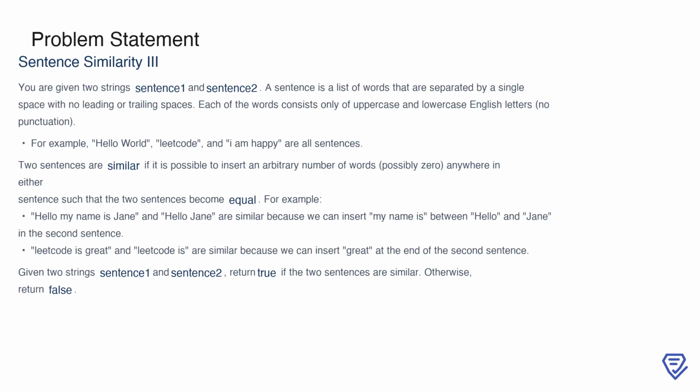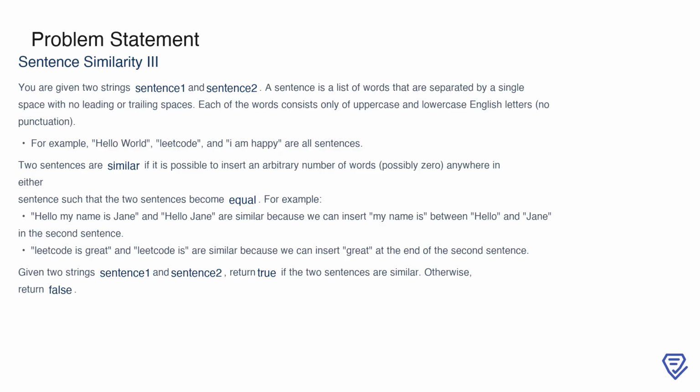For instance, examples like "Hello World", "LeetCode", or "I am happy" all qualify as valid sentences. For example, the sentences "Hello my name is Jane" and "Hello Jane" are considered similar because we can insert the words "my name is" between "Hello" and "Jane" in the second sentence to make it match the first. Similarly, "LeetCode is great" and "LeetCode is" are similar because we can simply add the word "great" at the end of the second sentence.